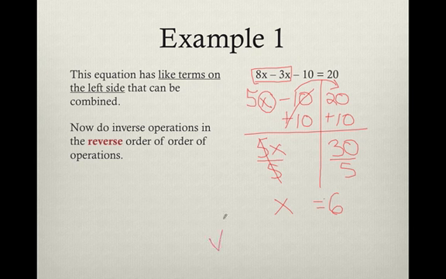And don't forget to check it, where you plug the 6 back into the original equation and make sure the left side is equal to the right side. You can do that on your graphing calculator by doing 8 times 6 minus 3 times 6 minus 10, enter, and then make sure that result was 20.